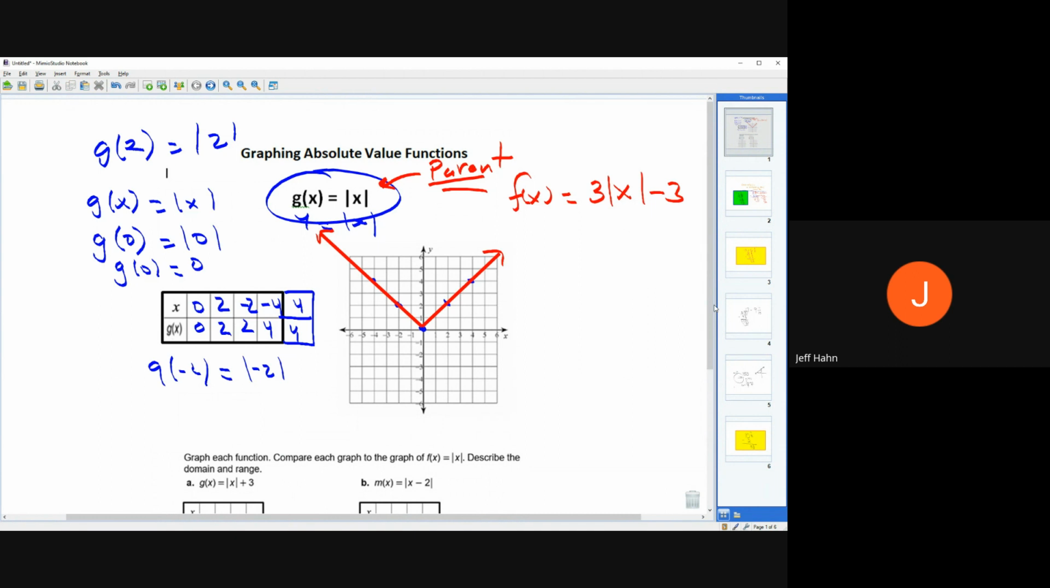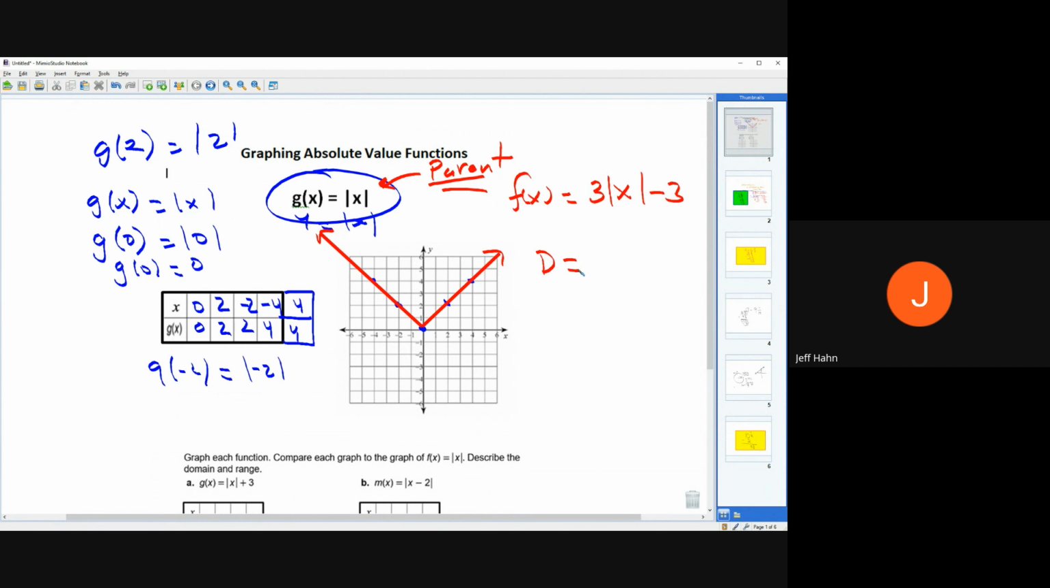The domain, which is what can x be? Looking at what can x be, who thinks they got an idea of what x values could be? Sam? 4. Well, certainly 4 is one of them. But what else could x be? Kabari? X can be less than -4, greater than -4, less than 4.